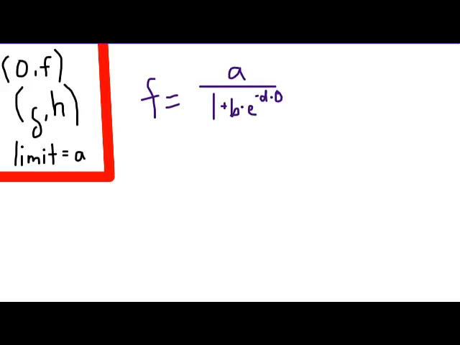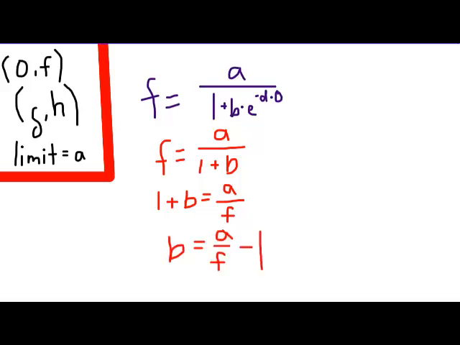0 for x and f for y. So then we get f equals a over 1 plus b times e to the negative d times 0, and of course negative d times 0 is 0, and e to the 0 is 1. So then that just comes out to be f equals a over 1 plus b. Cross multiply again, and then 1 plus b equals a over f. Subtract 1 from both sides, and therefore b equals a over f minus 1.